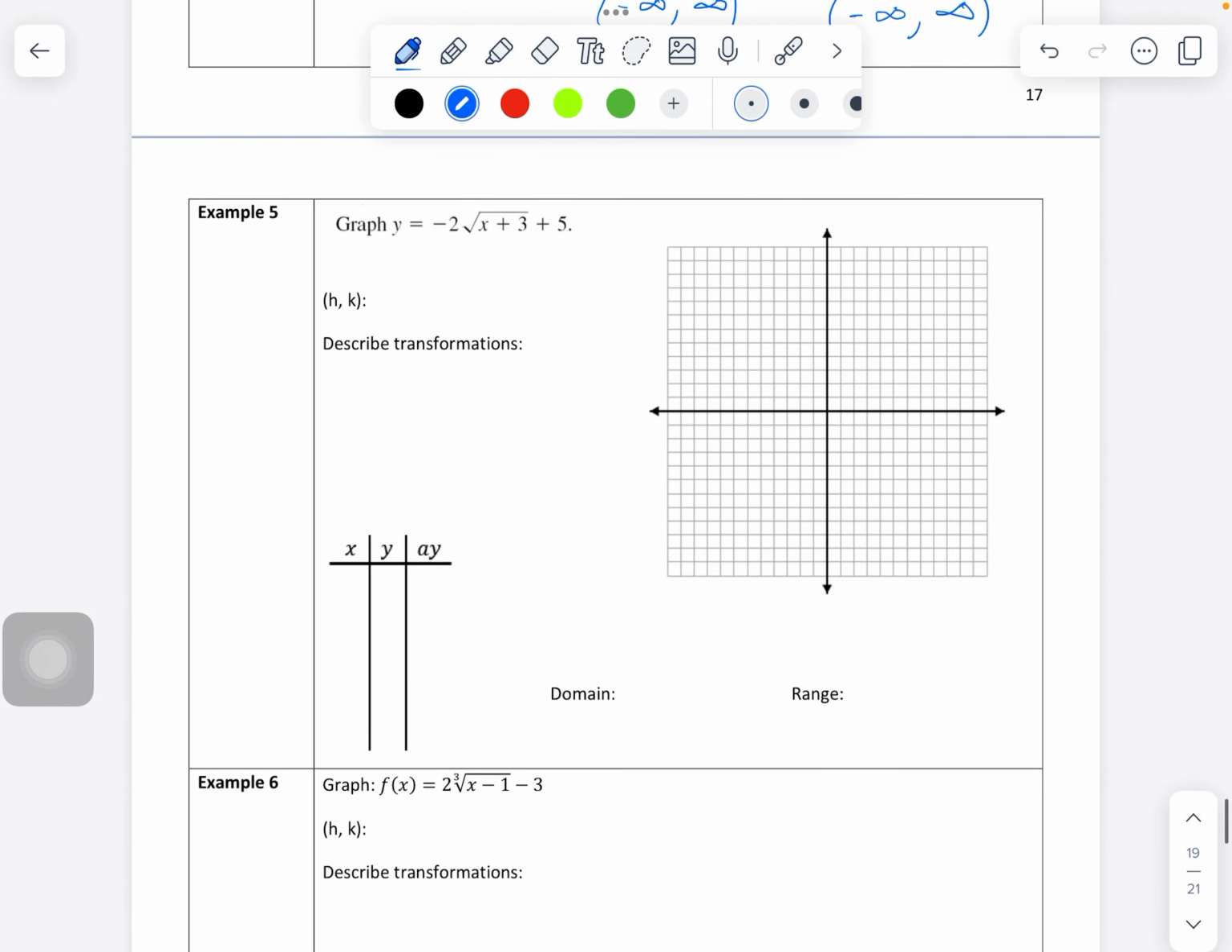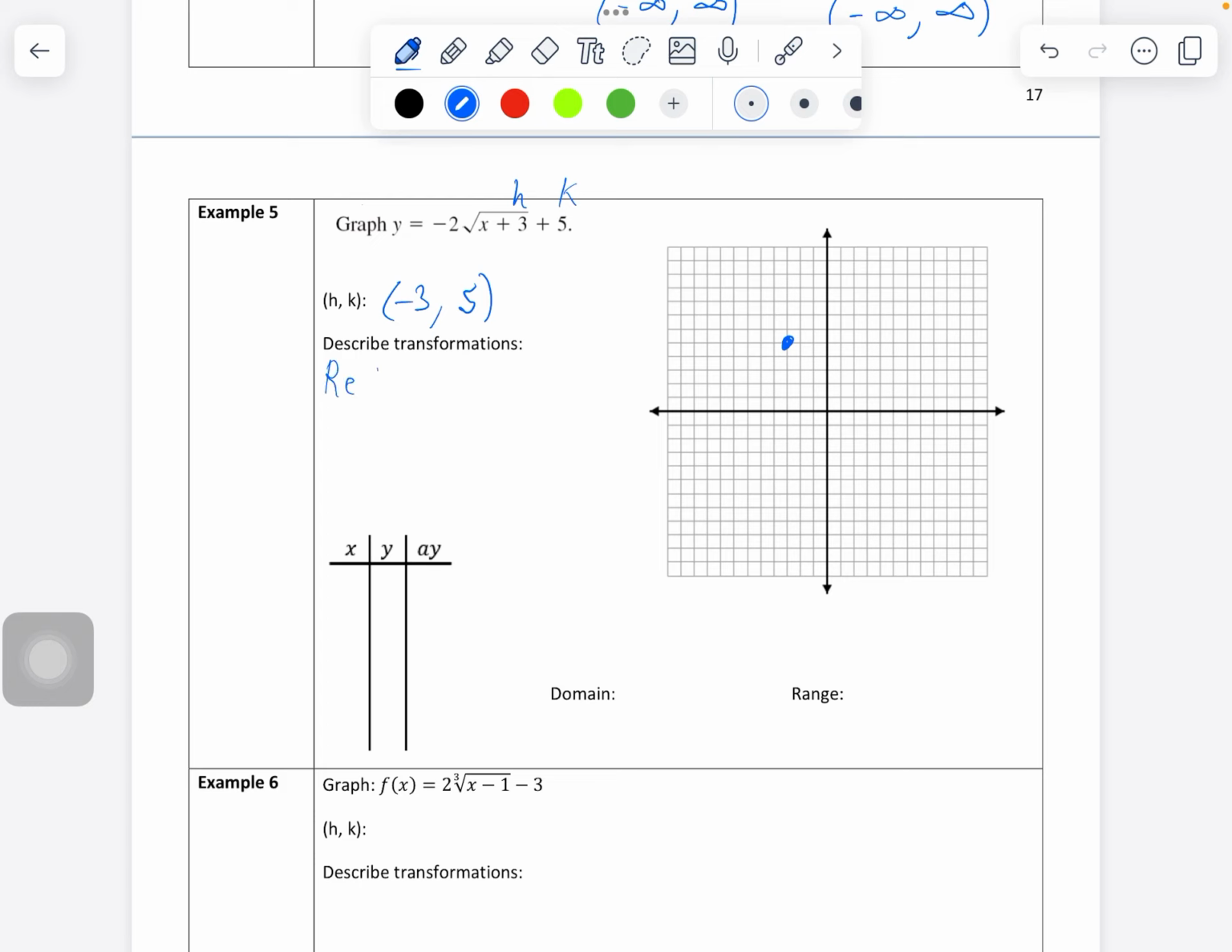Okay, now just a couple more here. Graph y equals negative 2 square root of x plus 3, plus 5. So our h and k here, this is our h, it would be negative 3, and this is our k, and our k value would be 5. So negative 3, 5 is left 3, 1, 2, 3, 4, 5, right up here.